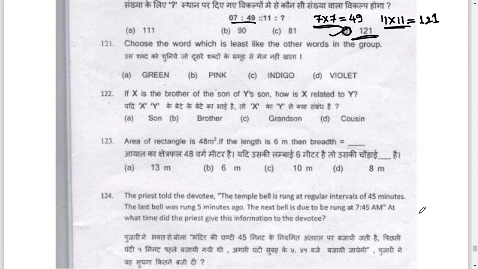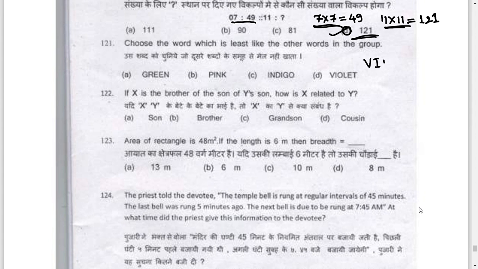Now go to the next question, that is 121. Choose the word which is the least like the other words in the group. Green, pink, indigo, violet. You know the rainbow colors, that is VIBGYOR. V is violet, I is indigo, B is blue, G is green, Y is yellow, O is orange, R is red. So 7 colors are there in rainbow. Green is there, indigo is there, violet is there, whereas pink is not present in a rainbow colors. So this one is the correct answer here.